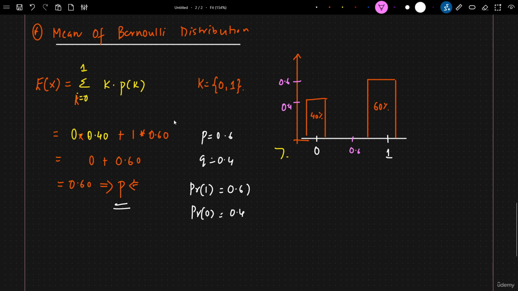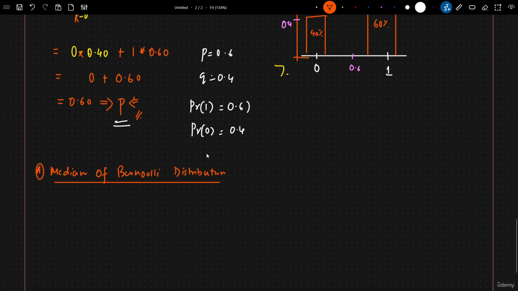Now similarly, let's compute the median. Median basically means the central element. With respect to the mean, we took the probability of each outcome and did the summation over the outcomes, and finally we saw that the mean of a Bernoulli distribution is p.